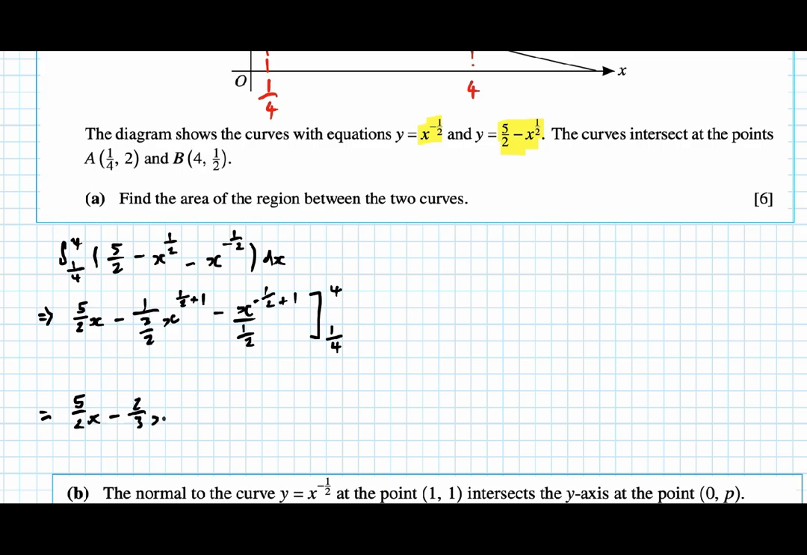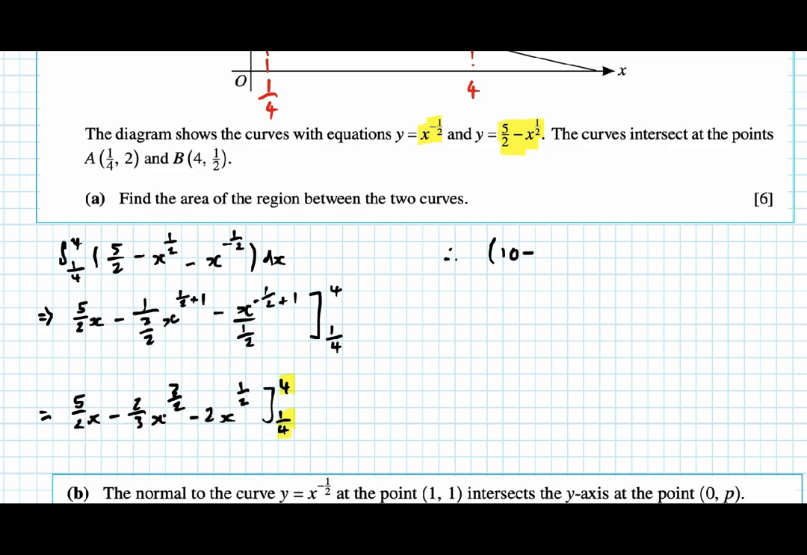So we minus 2/3 x to the 3/2 minus 2x to the half, and again do that same thing. So when you substitute in x is 4 and x is 1/4, we're going to get our answer for the area of the region.